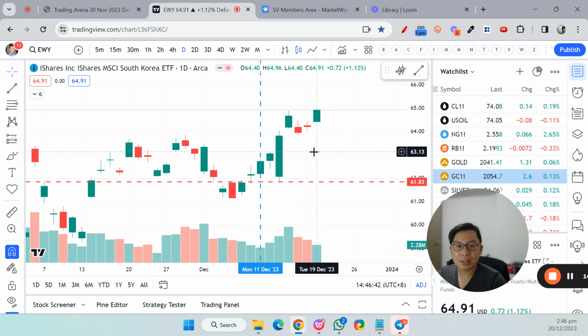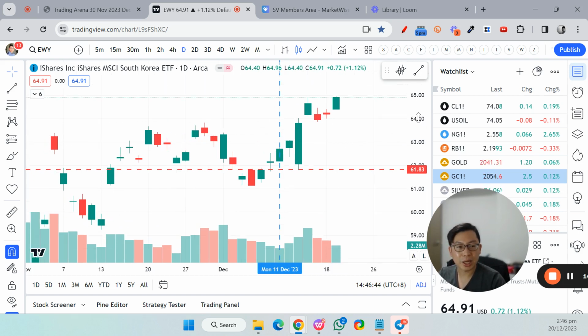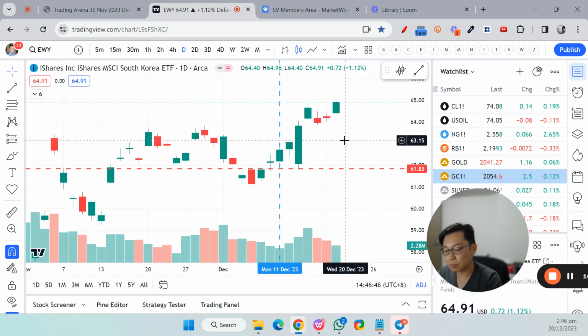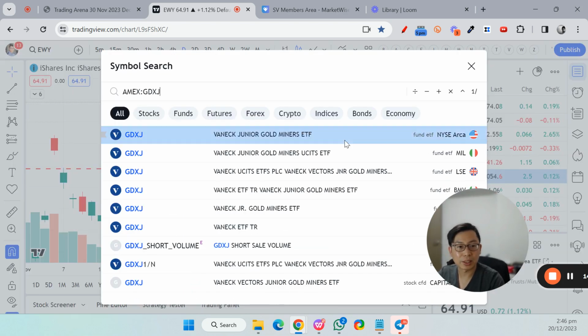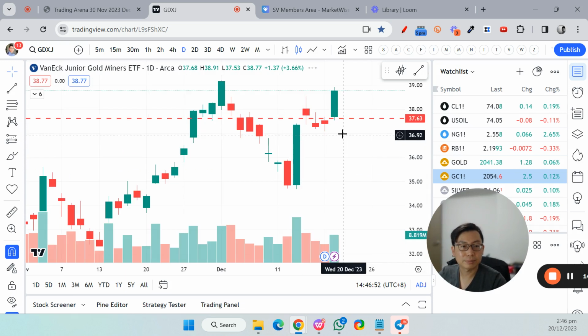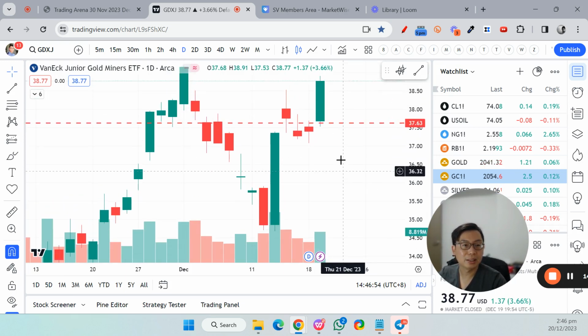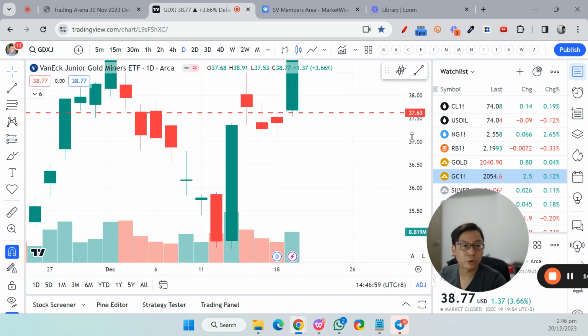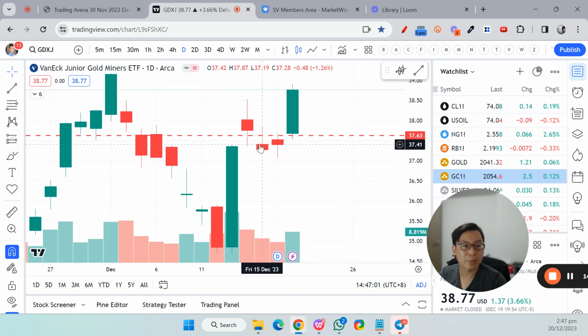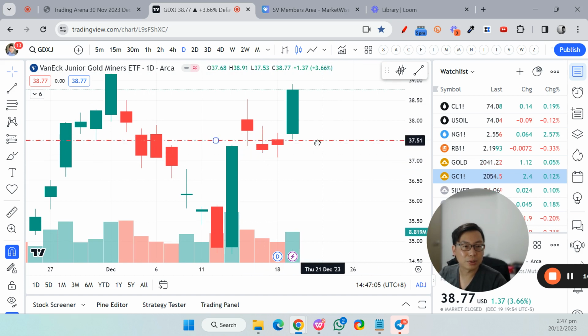Okay, so another method you can enter, which I shared about, is the gold miners junior, GDXJ over here. Once again, you can see that this is the wash and rinse pattern. So train your eyes to see the wash and rinse pattern. You can see that there is a wash and rinse pattern over here.